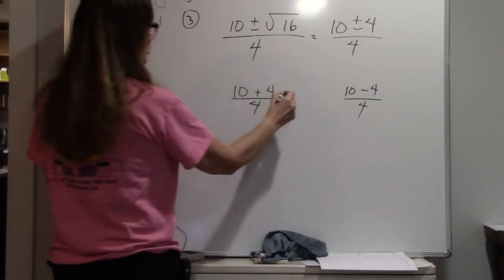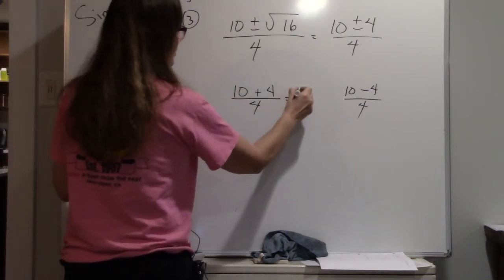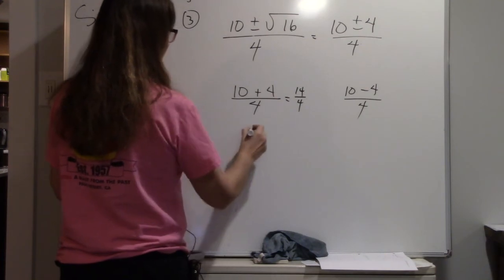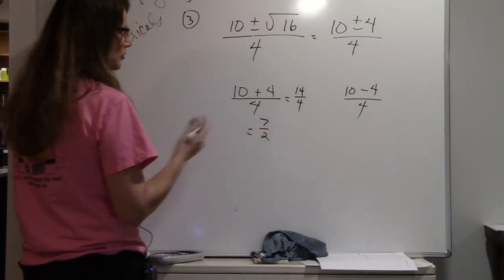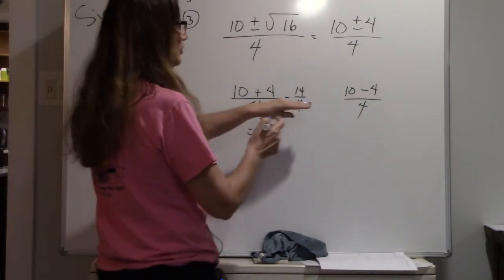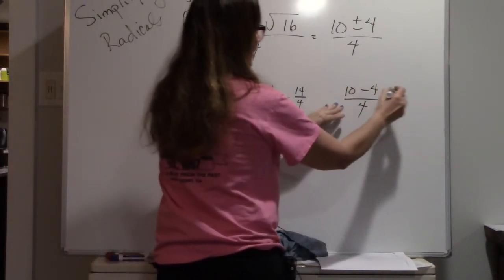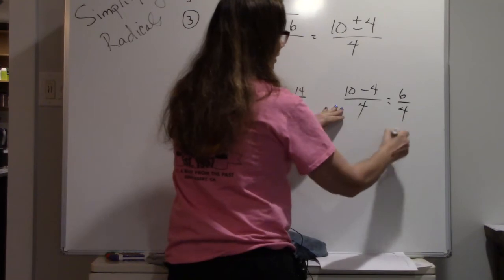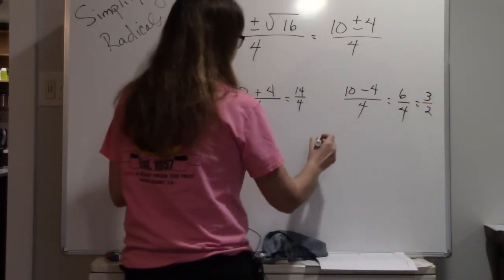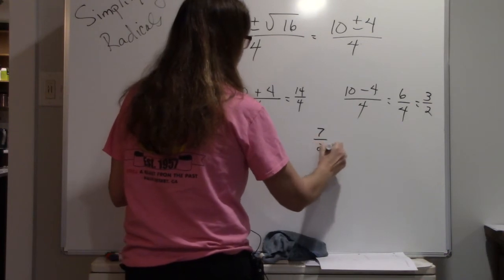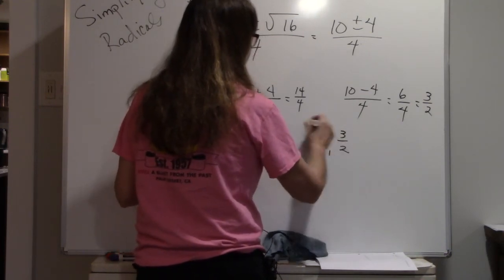So now we're just going to simplify. 10 plus 4 is 14 divided by 4. Divide both by 2, so I get 7 over 2. All I'm doing is reducing. And then over here, I have 10 minus 4 is 6 divided by 4. Divide both by 2, and I get 3 halves. So my two answers are 7 halves and 3 halves.